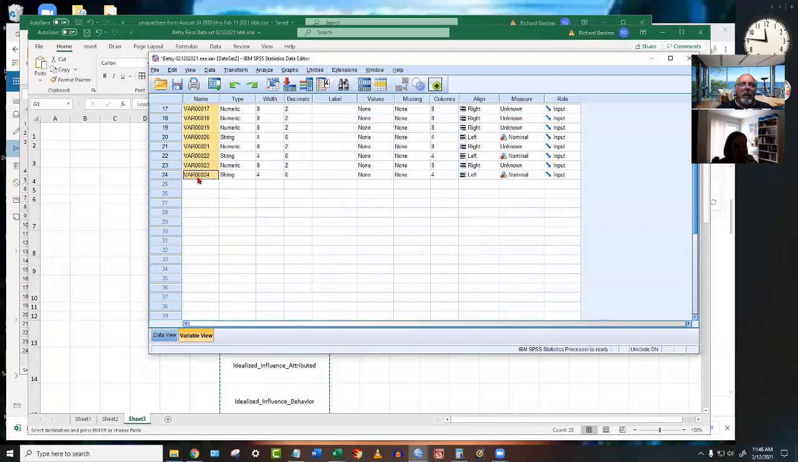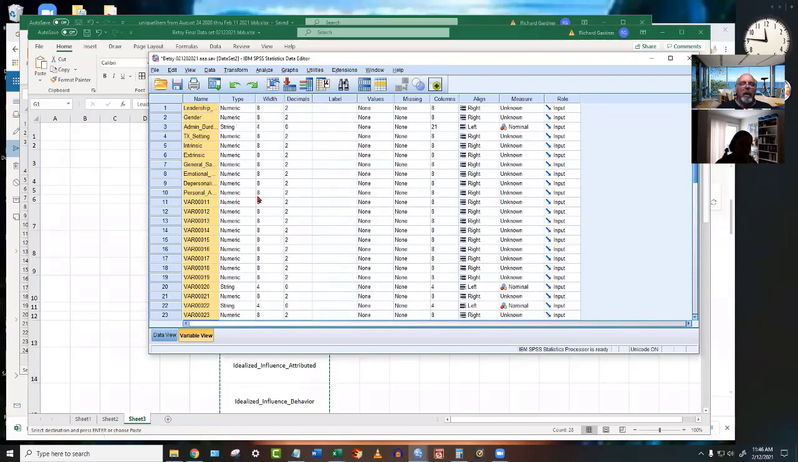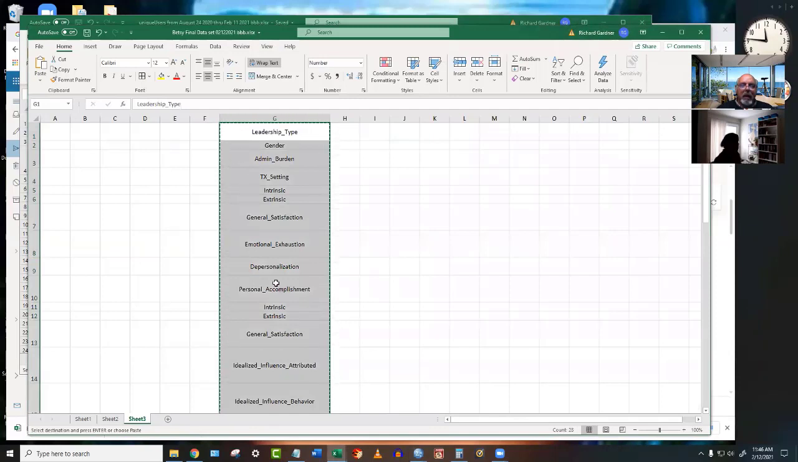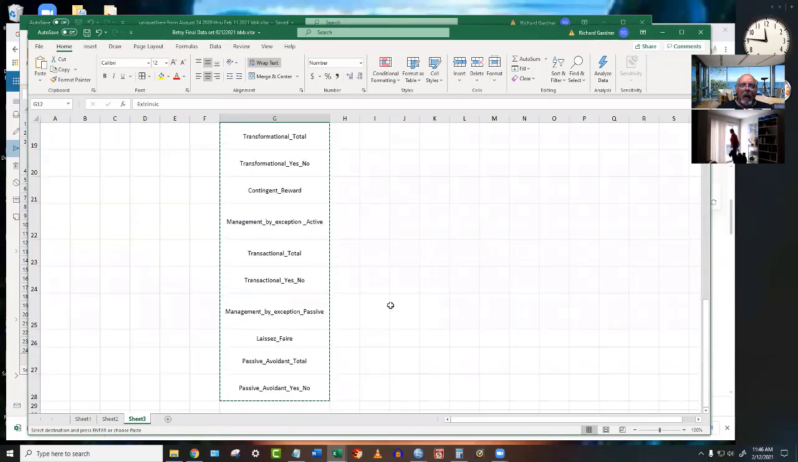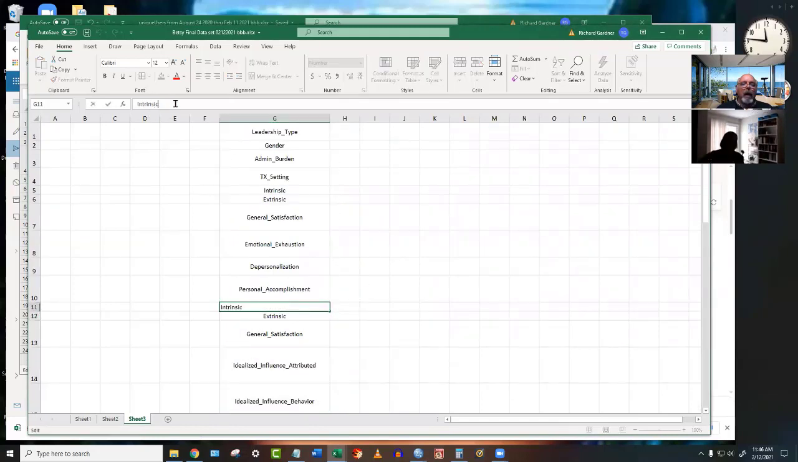view. Paste. Existing variable. I beg your pardon. How did that happen? We will find out. It went down to personal accomplishment, and it says intrinsic. You got two intrinsics. I think I had that happen with my last data set too. I don't know how it happened. I'm going to label the second one intrinsic O2 as well.